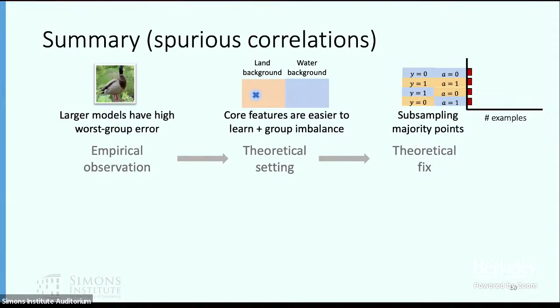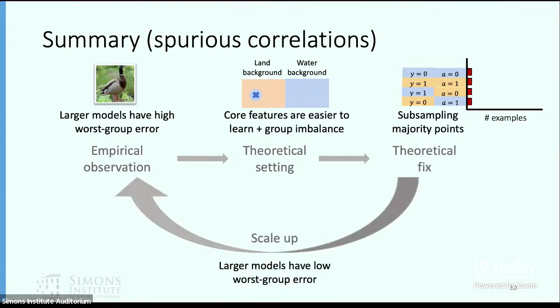And a fix based on this understanding is that we can't change the features, but let's change the imbalance, and subsampling helps. I wouldn't really call this a fix. It's just checking that this intuition makes sense. But this is at least one way in which we can get large models to have low worst group error.